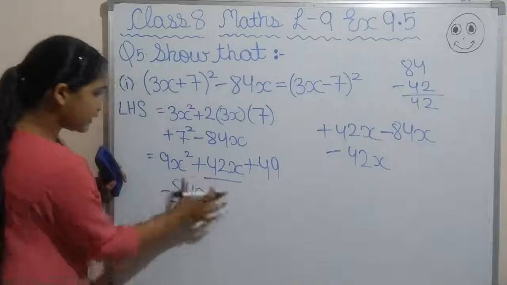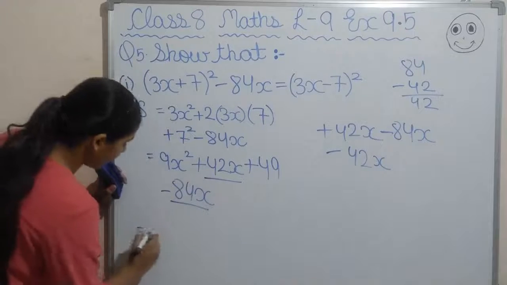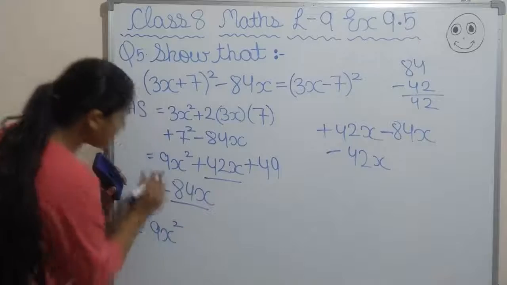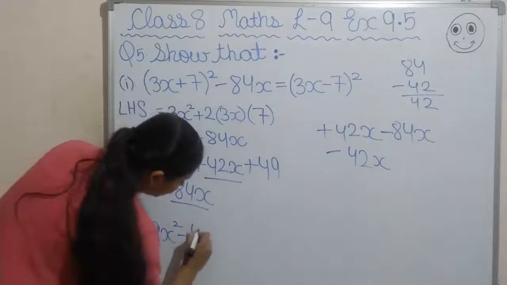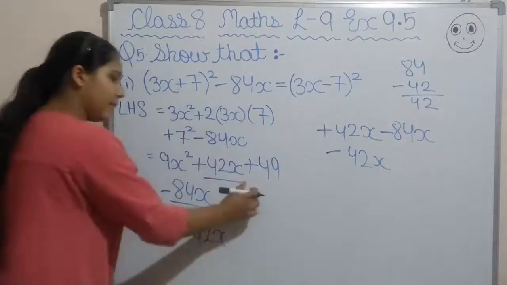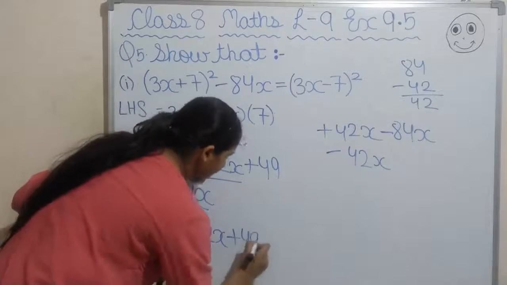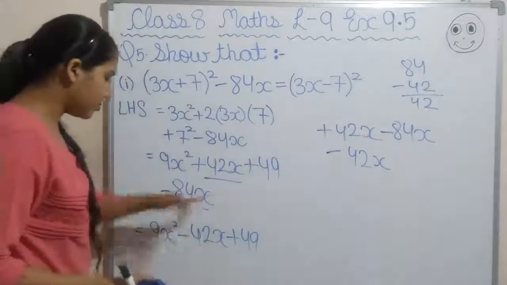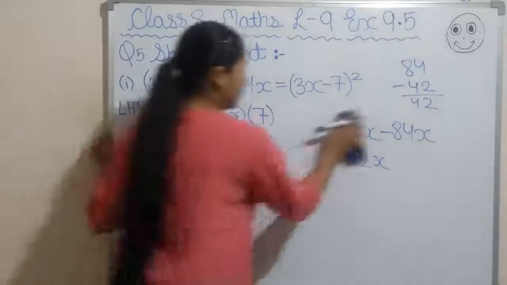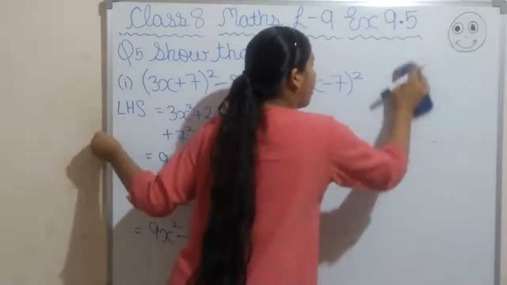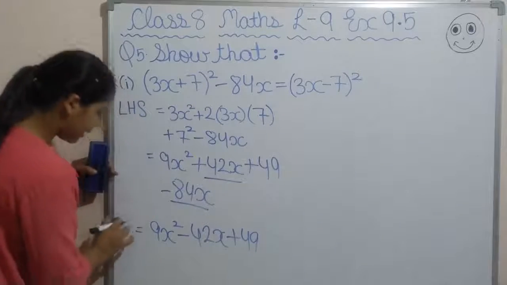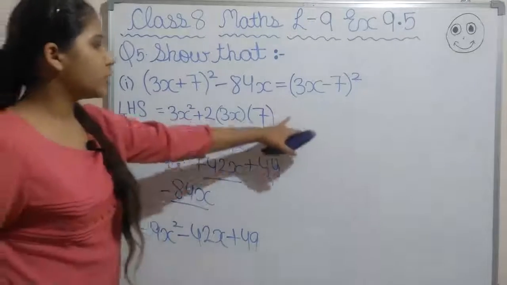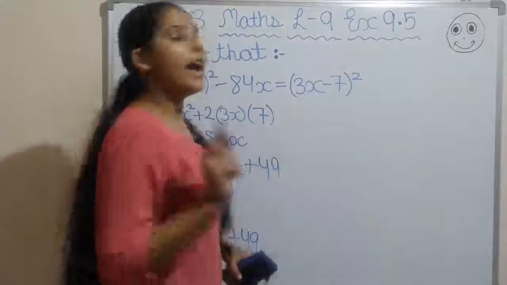So the answer here is 9x square as it is, then minus 42x which we got, and then plus 49. We have done both. So we got this for the LHS. Now let's do it for the RHS.